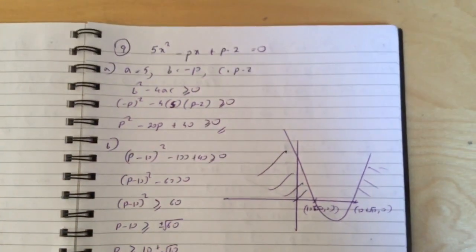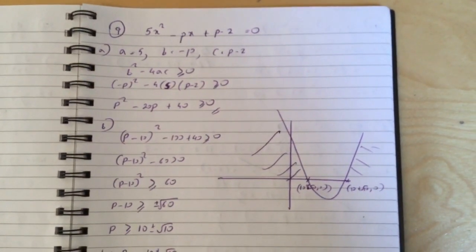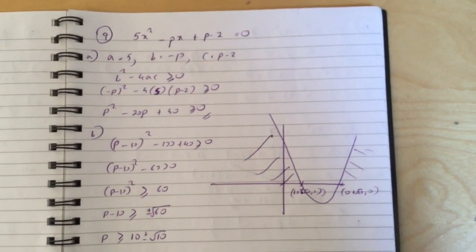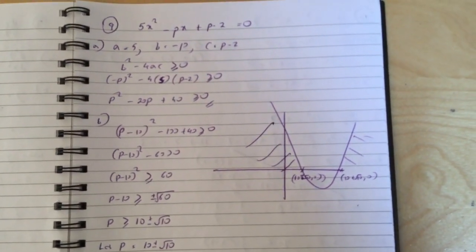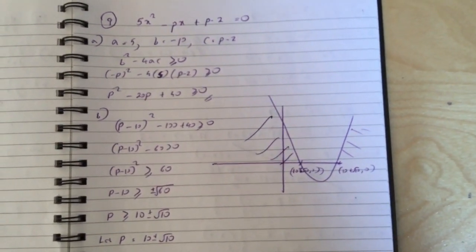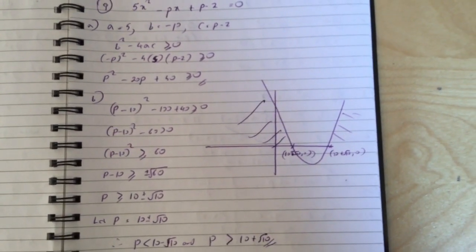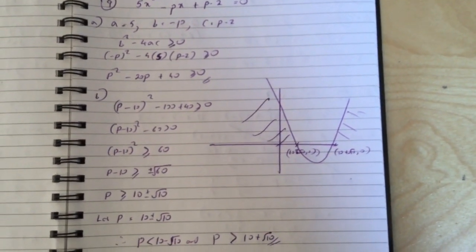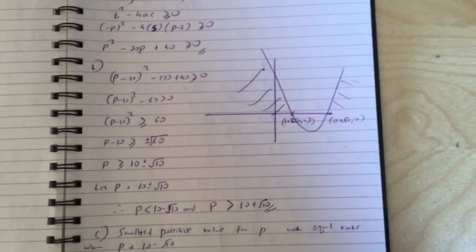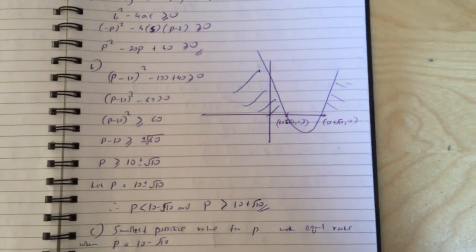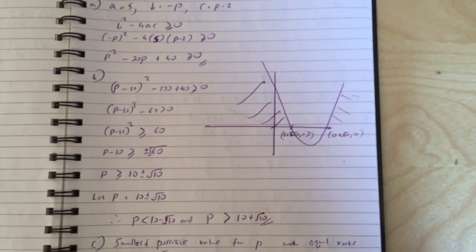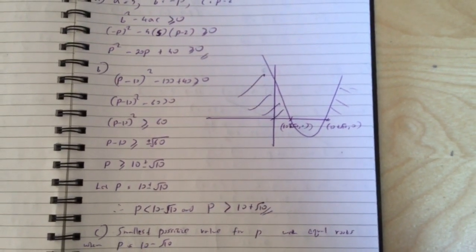Question 9. So 5x squared minus px plus p minus 2 equal to 0. So a is equal to that, b is equal to that, c is equal to that. The discriminant is greater than or equal to 0, and you get this quadratic inequality. And all I did is I completed the square. So at the end I get p greater than or equal to 10 plus or minus root 10, but you've got to make sure you sketch the graph again and shade the region, and then you actually get p less than 10 minus root 10 and p greater than 10 plus root 10.